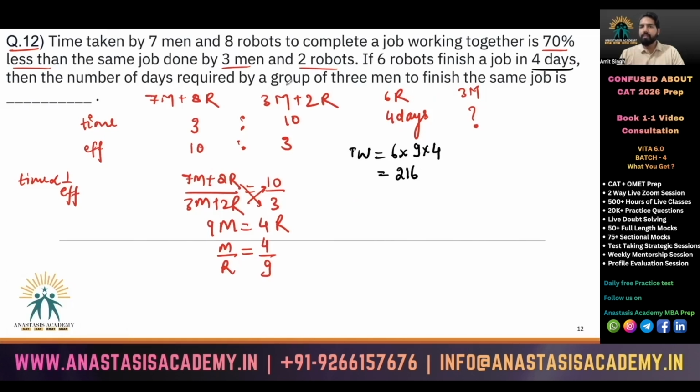Now the number of days required by 3 men to finish the same job. If 3 men are required to finish this job, the number of days required by them would be: total work is 216, and the efficiency of 3 men would be 3 into the efficiency of each man, which is 4 units. So this gets cancelled by 12, 12 times 18 is 216. So the team of 3 men would require 18 days to finish the same job. So the correct answer is 18 days.